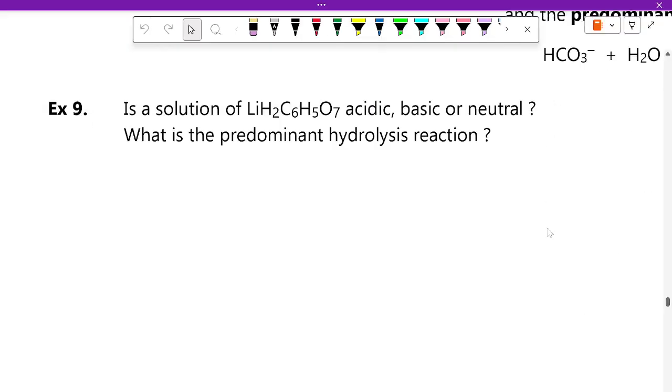And the question says, is a solution of lithium dihydrogen citrate acidic, basic, or neutral? And what is the predominant hydrolysis reaction?